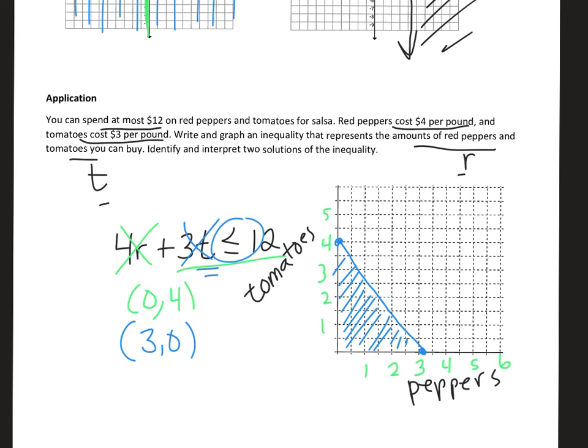So all of these points right here represent the ordered pairs that are solutions. For example, if you bought 1 pound of red peppers and 1 pound of tomatoes, this is what this ordered pair would be, and you would be paying less than $12. And anything on this boundary line is also a solution because it's a solid line.